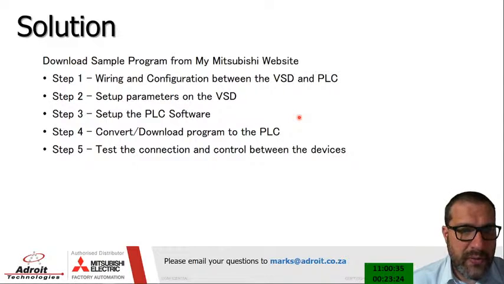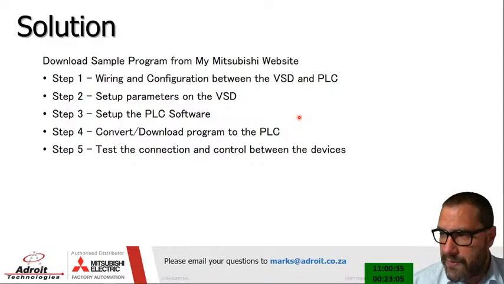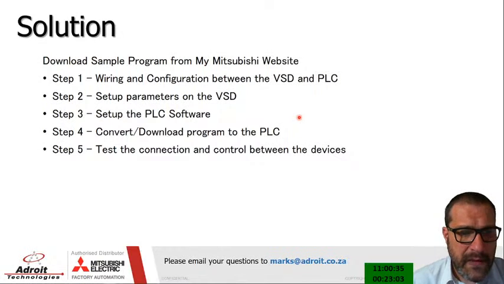Okay, so step 1 would be wiring and configuration between the VSD and PLC. Step 2, set up the parameters on the VSD. Step 3, set up the PLC program. Step 4, convert/download program to the PLC. So that's when you actually check the PLC program is okay, and you actually write the code to the PLC. Okay, and then of course you test your connection and you do your control between your specific 2 devices.